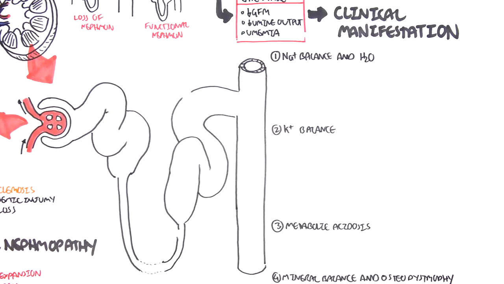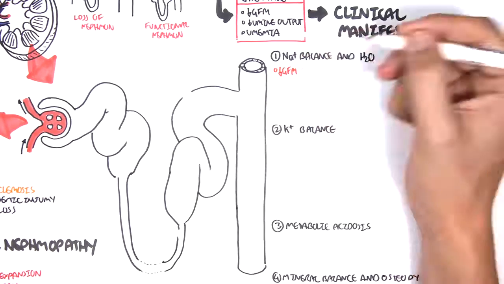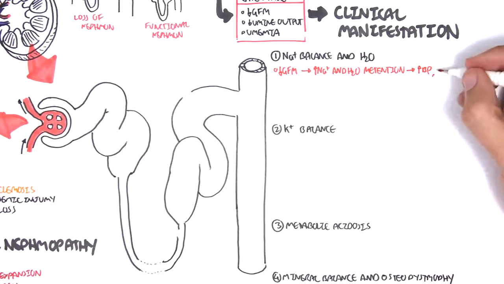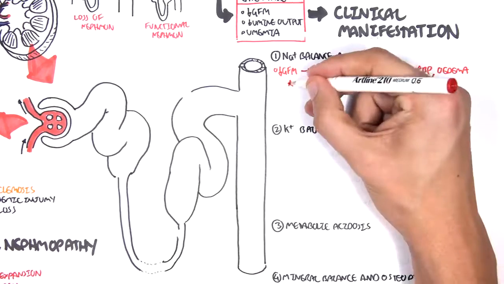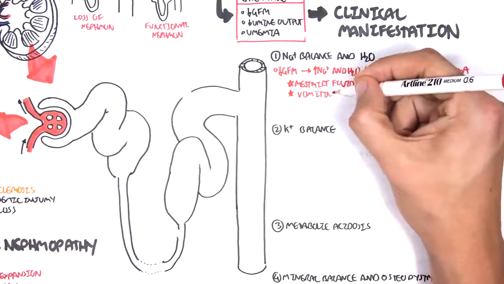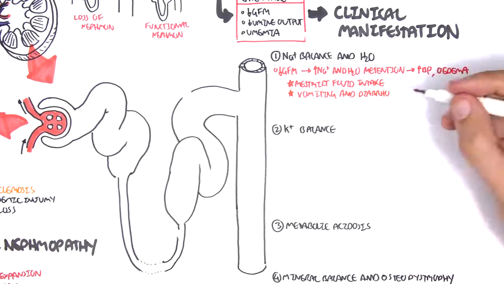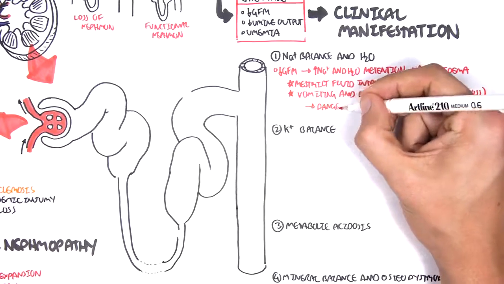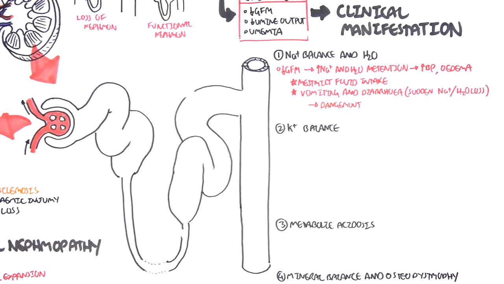A decrease in GFR leads to an increase in sodium and water retention, which leads to an increase in blood pressure and peripheral edema. It is important to restrict fluid intake for these patients. And when vomiting and diarrhea occurs in patients with chronic kidney failure, this is very dangerous because of the already restricted fluid intake. Further loss from vomiting and diarrhea can be very, very dangerous.